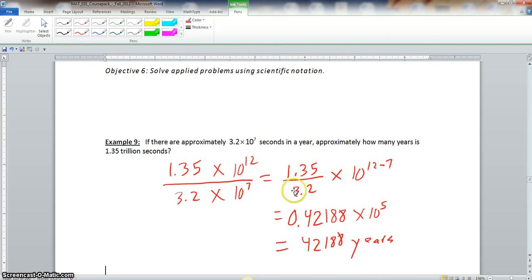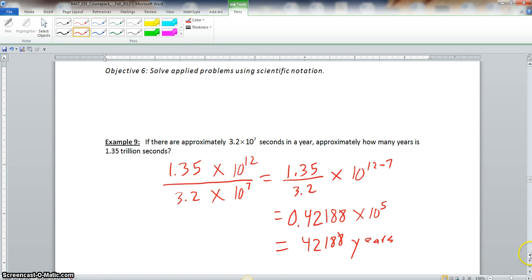We'd take 1.35 divided by 3.2, and when you type it in your calculator, it'll give you 0.42188, and then that's times. Now we have the same base here with the 10, so we write the base and we subtract the exponents. The exponent of the numerator minus the exponent of the denominator. 12 minus 7 is 5. So we have 0.42188 times 10 to the 5th power, and when we multiply it out, it will give us 42,188 years. And that is our final answer for that problem.